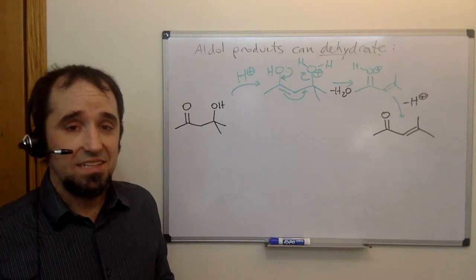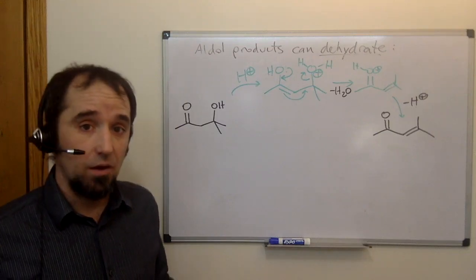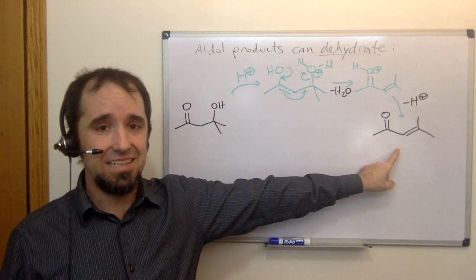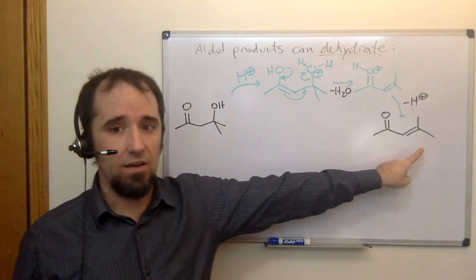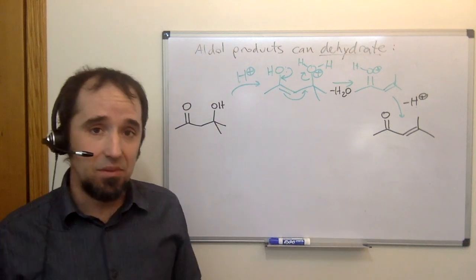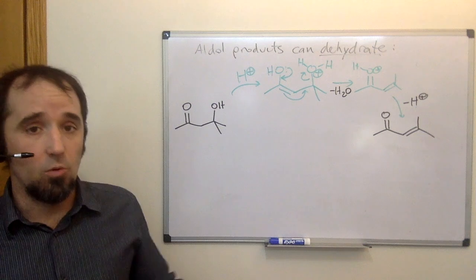These aldol products can dehydrate, which is to say that they lose water, going from this alcohol to this conjugated enone, right? Conjugated double bonds here and there. This is a really common thing. It can happen in acid or base.